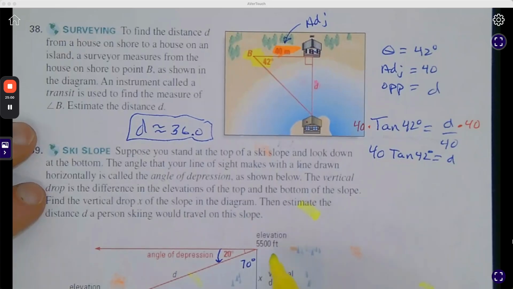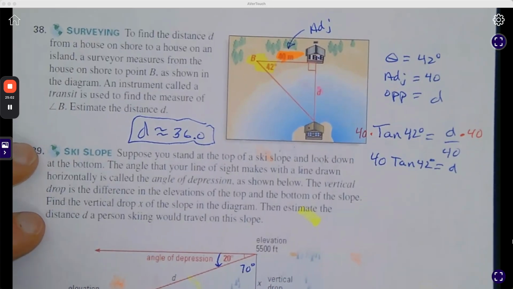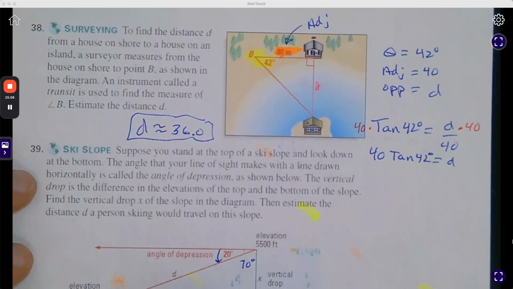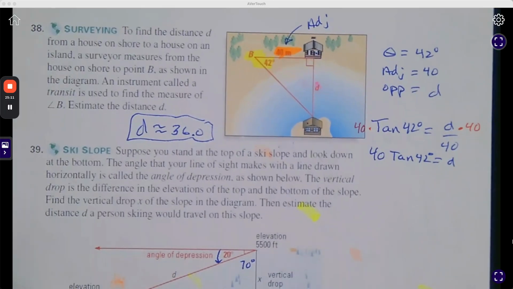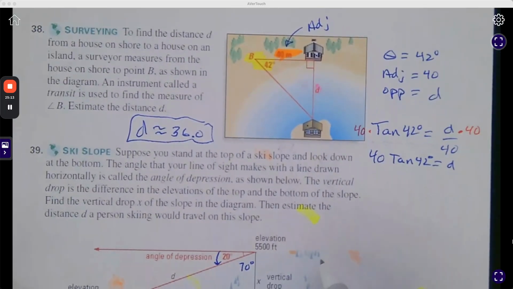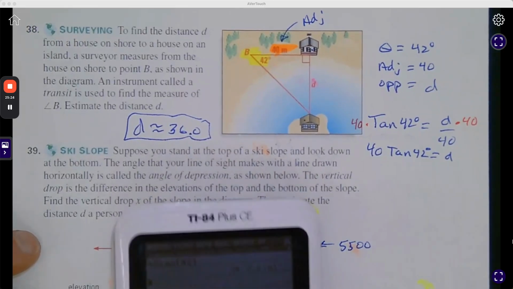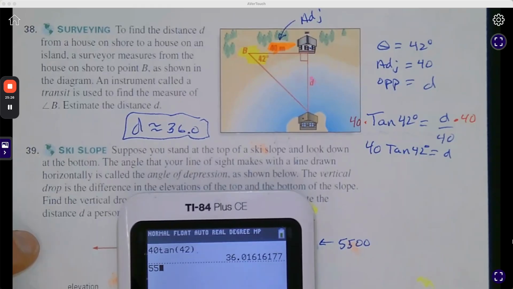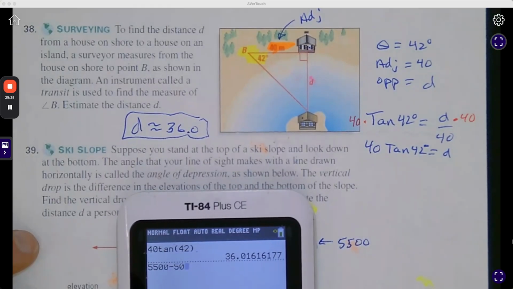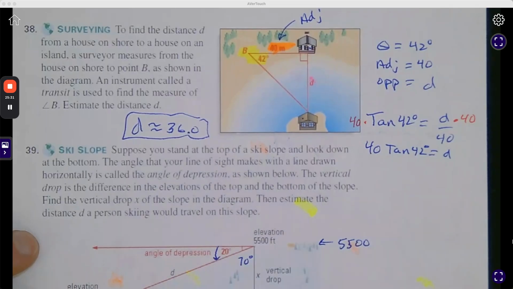Notice the elevation is 5,000 feet, so the vertical drop must be 5,000. That's weird how they did that. Oh, no, it's not. I see it now. Okay, so you're starting up here at 5,500, and then you're going to there at 5,018. So to find this vertical drop, you have to do 5,500 minus 5,018. So that's 482.